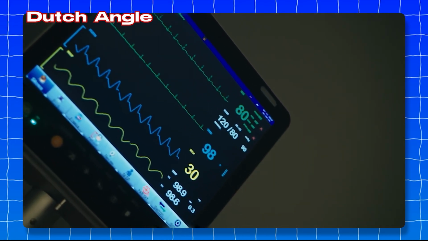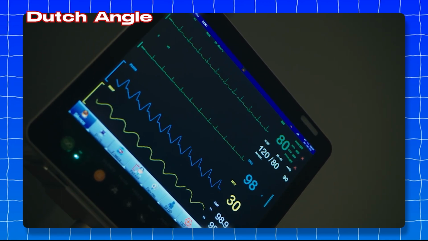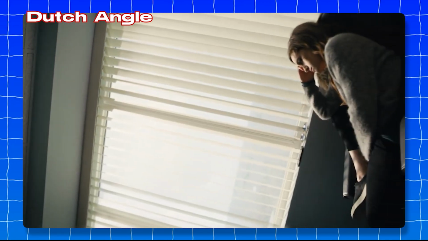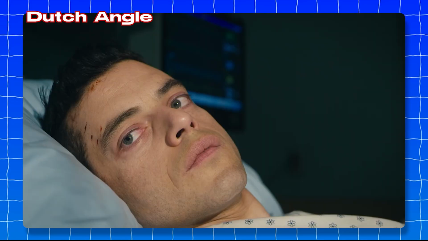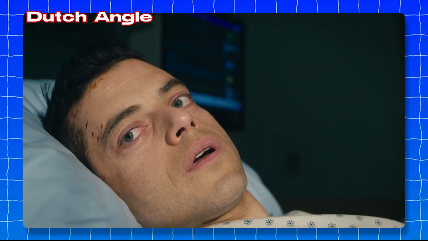Angles. Dutch angle composition. Tilt the camera off the horizontal axis. Instantly, the world feels unstable, disoriented, wrong. It's one of the most recognizable "something is psychologically off" signals in the entire visual language of film.